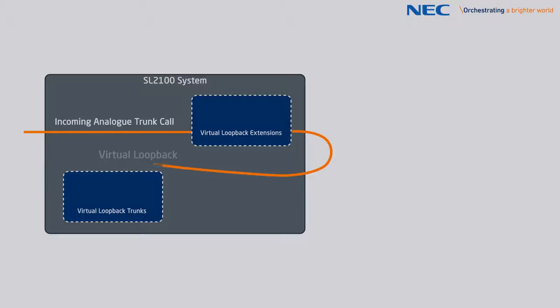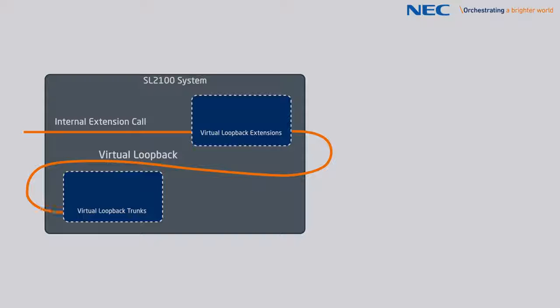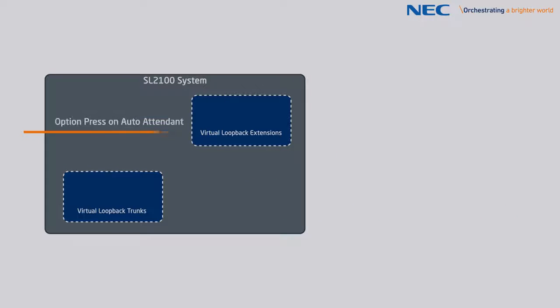Virtual loopbacks provide the SL2100 with the ability to give DDI routing options to an incoming analog trunk call, give extensions the ability to make an internal call that routes as if it were an incoming DDI call, and increase the routing options available to the auto attendant.